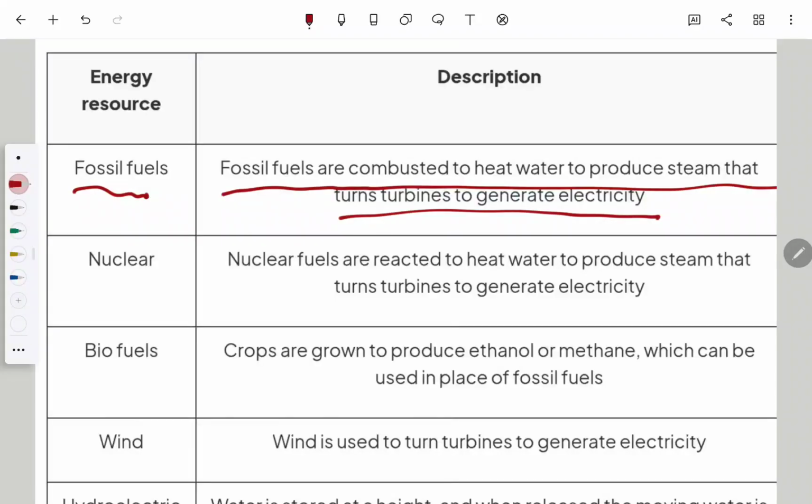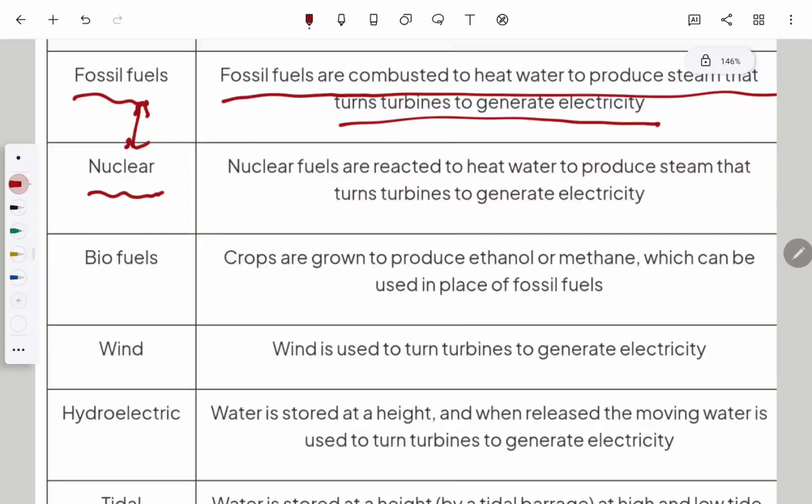Once you heat them up, they create a lot of heat energy. This heat energy, once it touches water, turns the water into steam, and this steam is going to start spinning the turbine. Nuclear: it says nuclear fuels are reacted to heat water to produce steam. It's again the exact same thing that fossil fuels do, except instead of using fossil fuels, I'll use nuclear fuels. Biofuels: again, crops are grown to produce ethanol and methane, which can be used to replace fossil fuels.